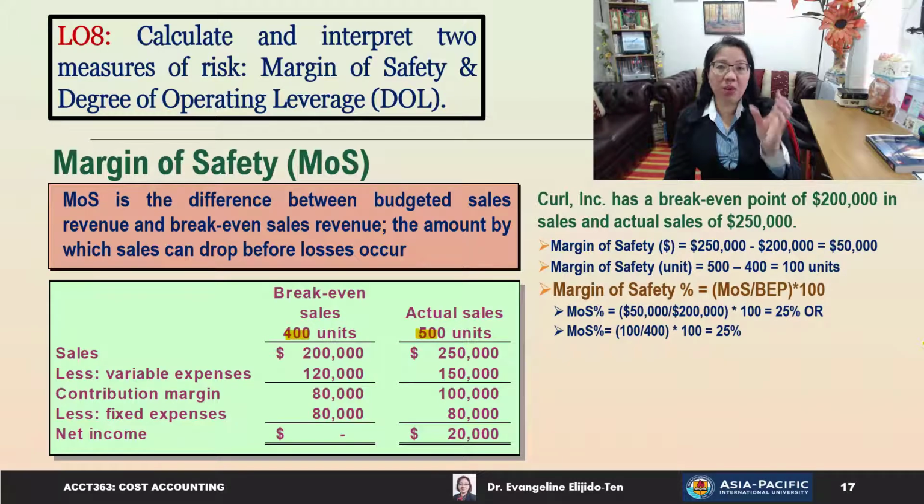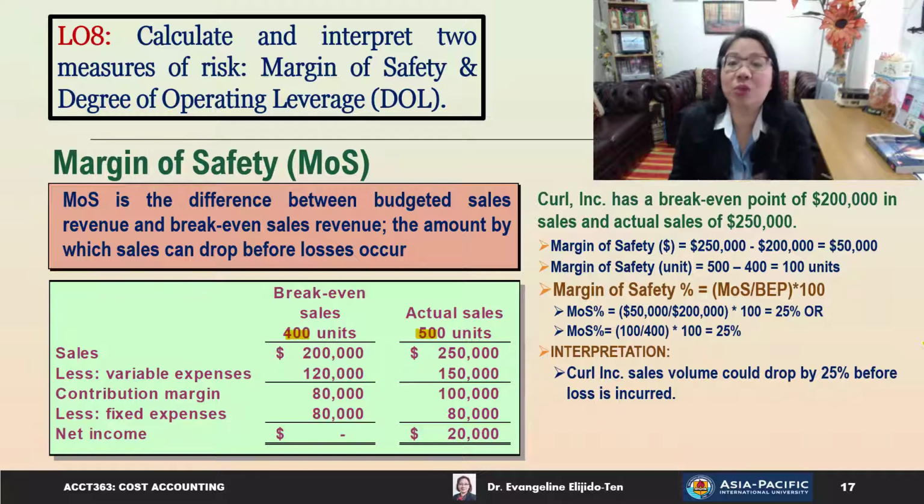What about margin of safety percentage? It's simply margin of safety divided by the break-even point times 100 if you are showing it in percentage. So margin of safety percentage is $50,000 divided by the break-even sales of $200,000 times 100, so that will give you 25%, or if you calculate it using the units, it will be 100 margin of safety in units divided by the break-even point in units of 400 times 100, so that's 25%.